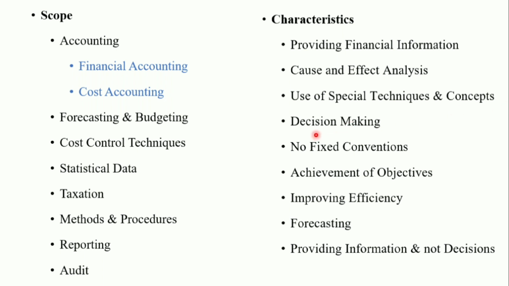Then decision making. The main objective of management accounting is to provide the relevant information to the management to take various important decisions. Historical information provides a base on which the future impact is predicted, alternatives are developed, and decisions are made to select the most beneficial course of action. That's why it helps in decision making.